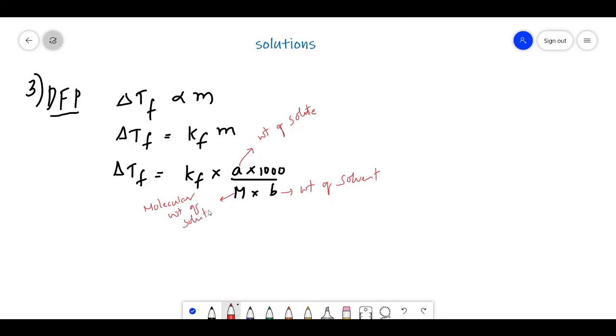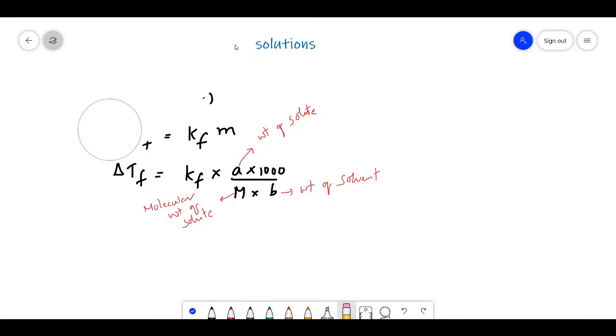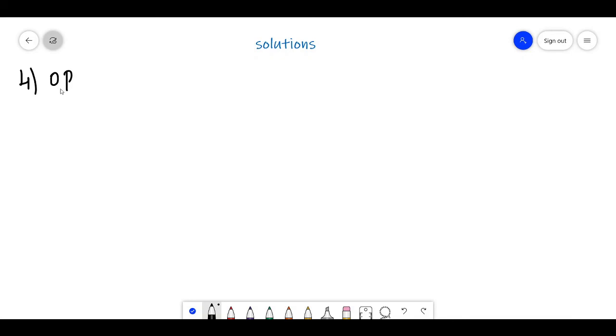So this is same like elevation of boiling point. And the fourth colligative property is osmotic pressure. Osmotic pressure is denoted by pi, and this osmotic pressure relation is same like the ideal gas equation, that is pi V is equal to nRT, and you can also write this as pi is equal to C R T, where this C is nothing but concentration.